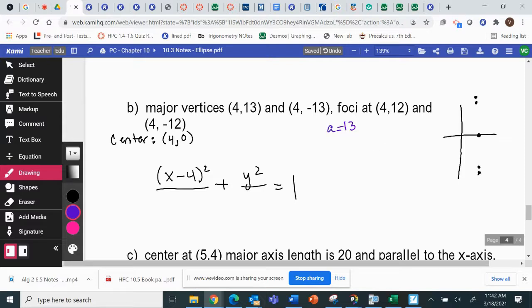It's going to be under the Y. And why is it going to be under the Y? Because the major vertices go up and down. Yep. So A is 13, A squared is 169. Okay.